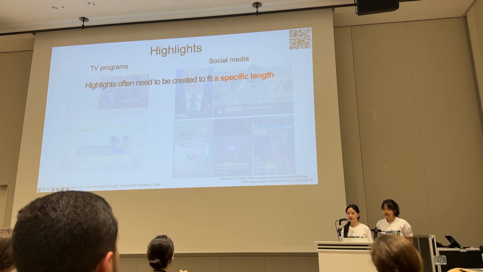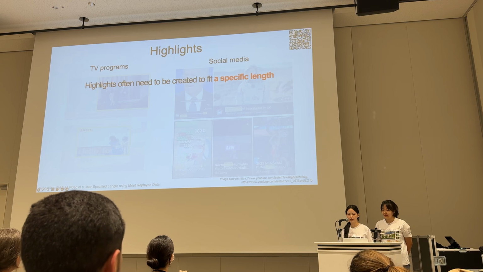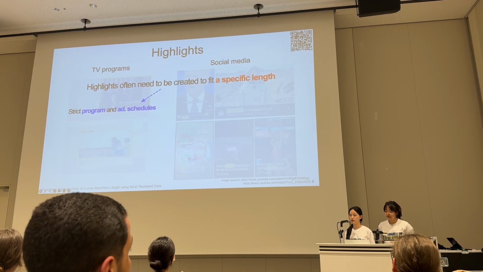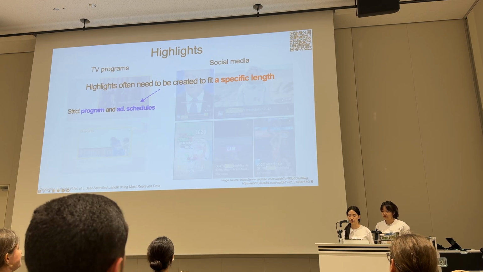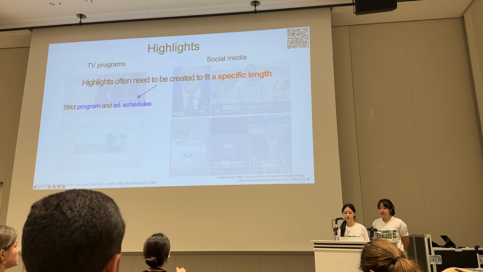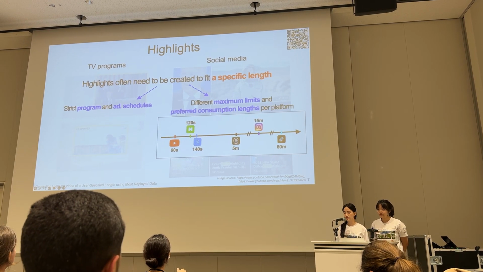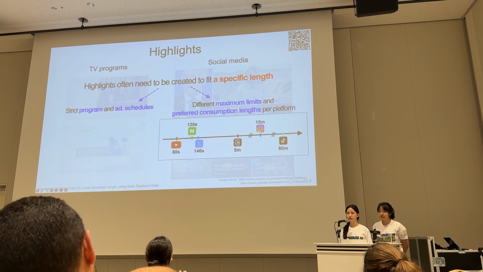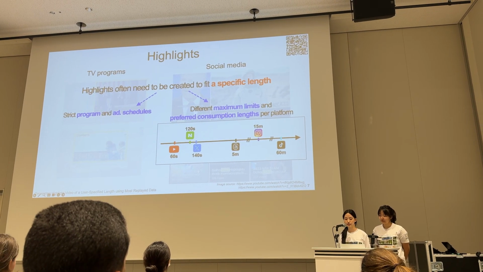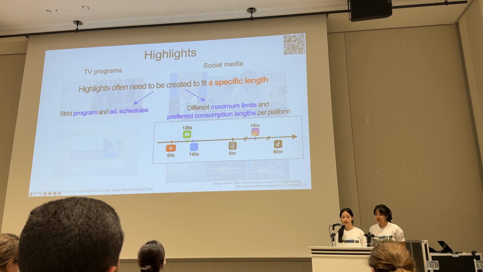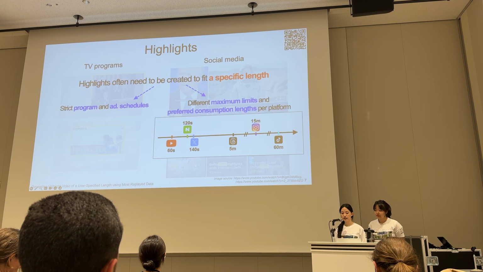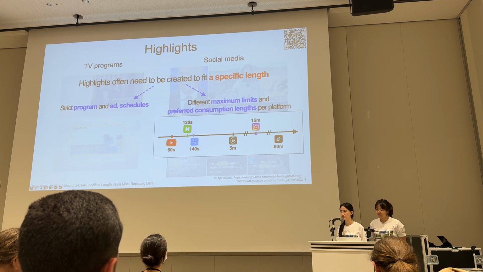Regarding their practical use, highlights often need to be created to fit a specific length. In the case of TV broadcasts, they must be produced to fit the allotted time slot and adhere to strict advertising or program schedules. When they are posted to social media, each platform has its own maximum video length limit, and the preferred content duration varies across platforms. Therefore, to align with platform-specific characteristics and guidelines, highlights should consider this time constraint when being created.